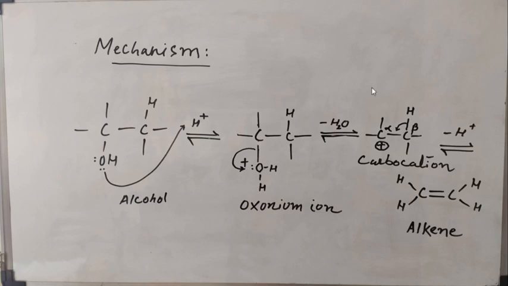So this is the carbocation intermediate, and in the next step there is removal of a proton from here. There is a water molecule in the system, so the water molecule takes away this hydrogen and it is removed as H3O plus, and this bond's electrons move toward the carbocation and form a double bond. So finally it gives the alkene.